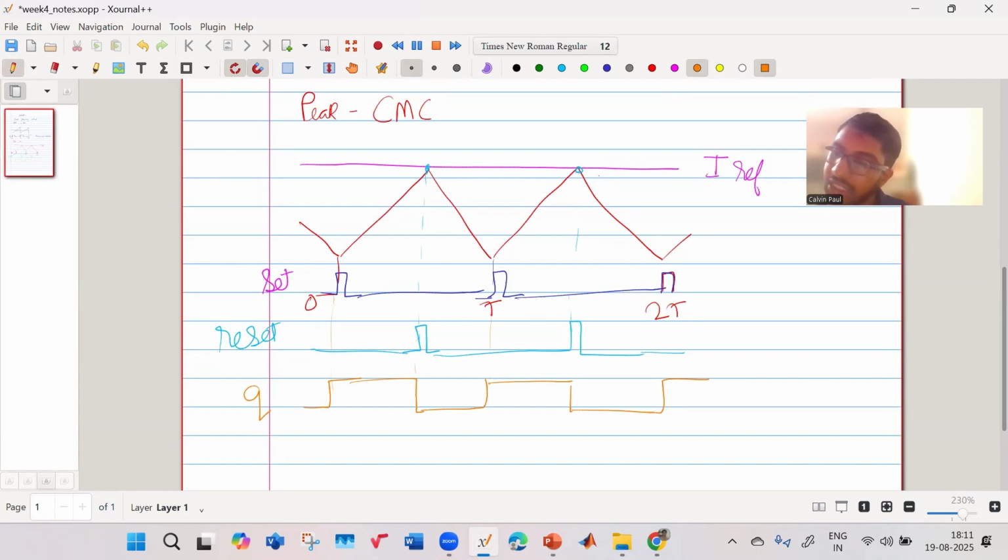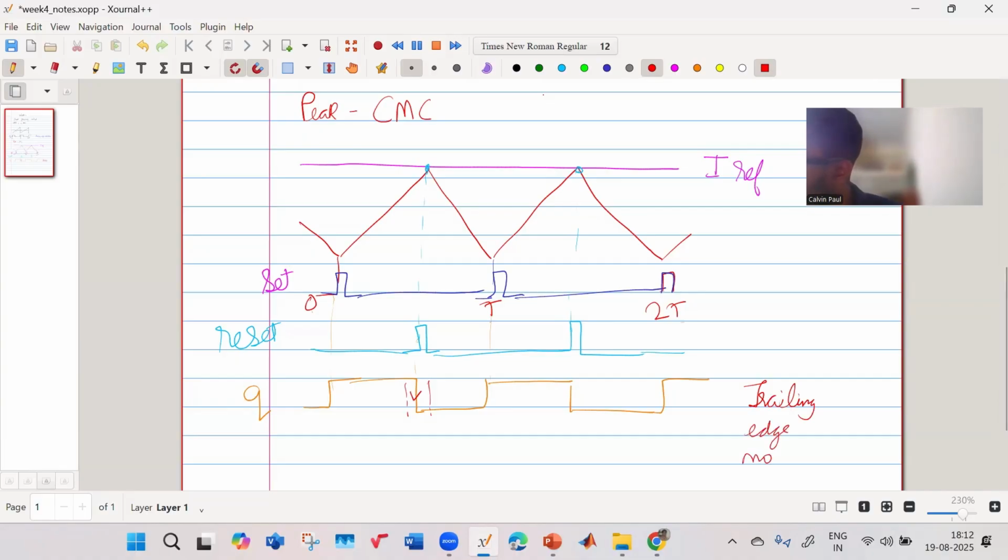You have a set pulse which is coming at periodic intervals of 0, T, 2T, etc. Your reset pulse gets changed by your reference. If your reference is lower, the reset pulse may come faster. If your duty is different, it gets changed. So effectively, what is changing? This is changing. It can turn off like this also, it can turn on like this also. So the falling edge is being modulated. That's why this also is trailing edge modulation. So this is for peak current mode control.